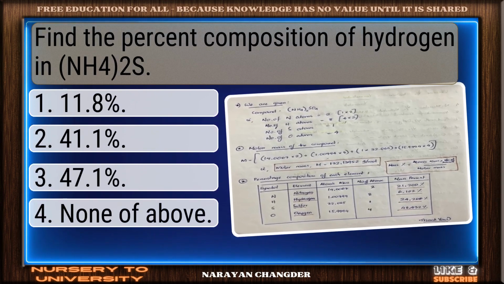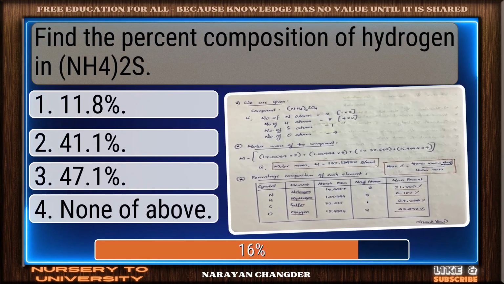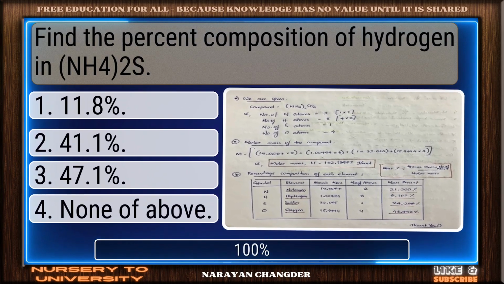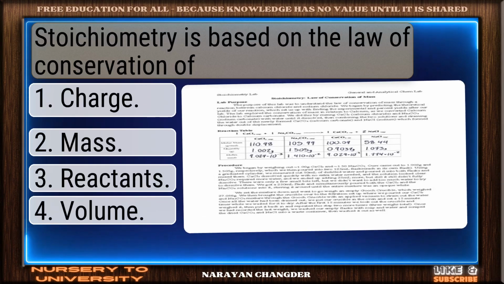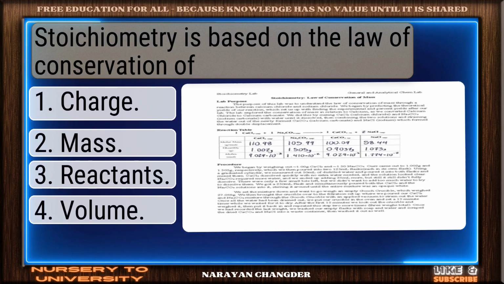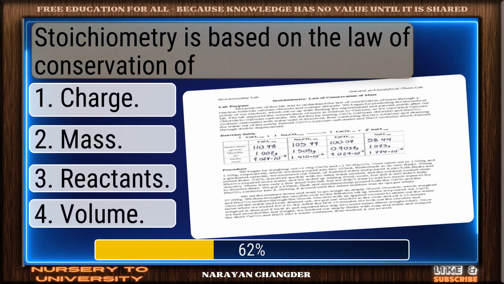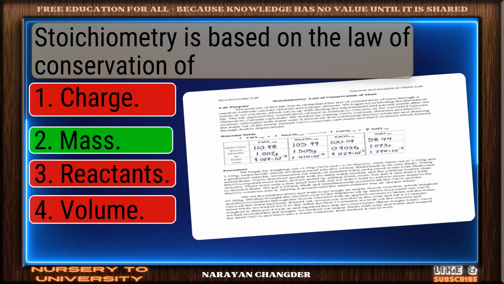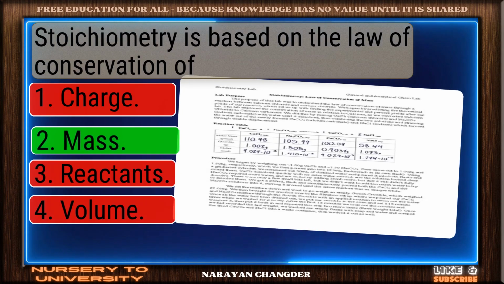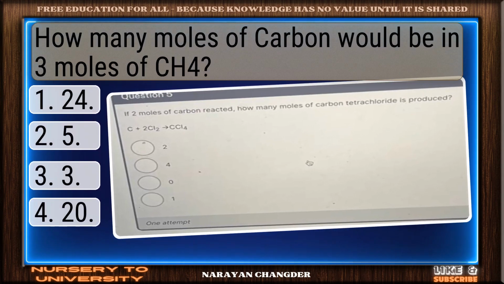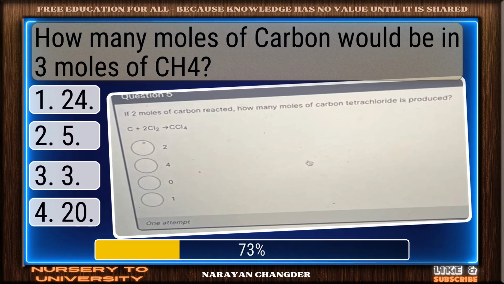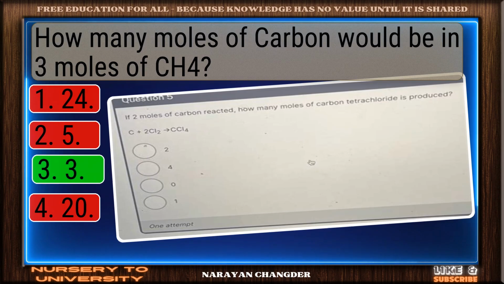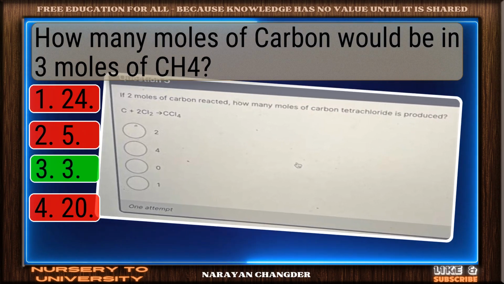Find the percent composition of hydrogen in H2S. Nicely done. 11.8% is a solid answer. Stoichiometry is based on the law of conservation of. Correct. Mass is the right answer. How many moles of carbon would be in 3 moles of CH4? Right choice. 3 is the best answer.